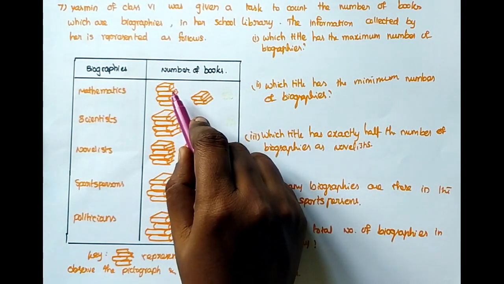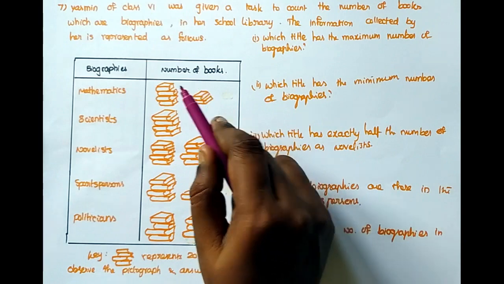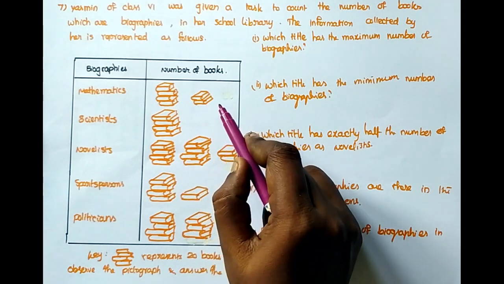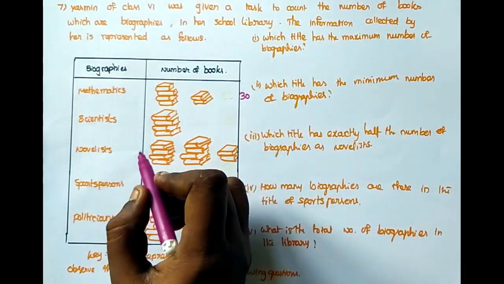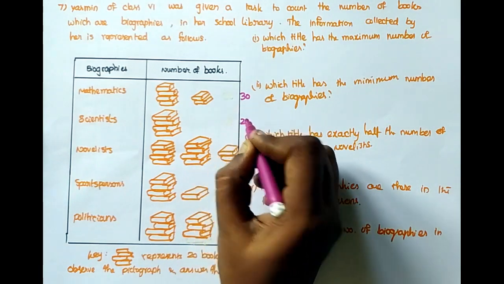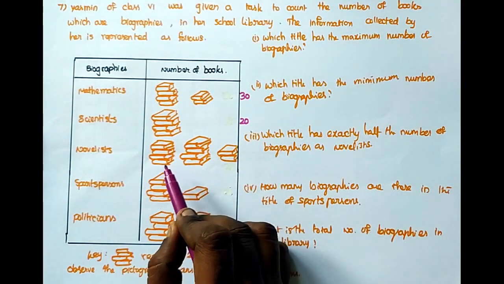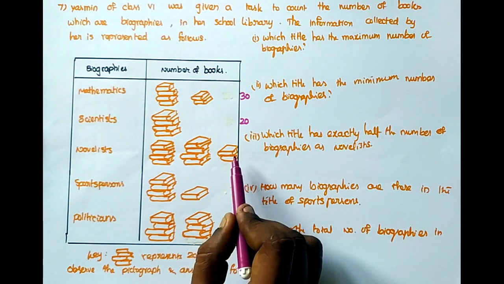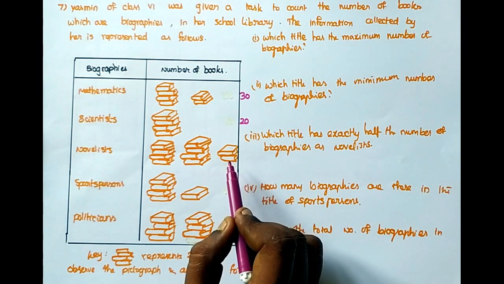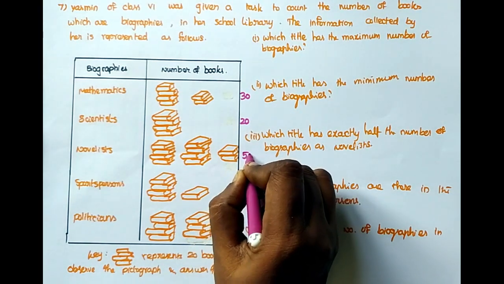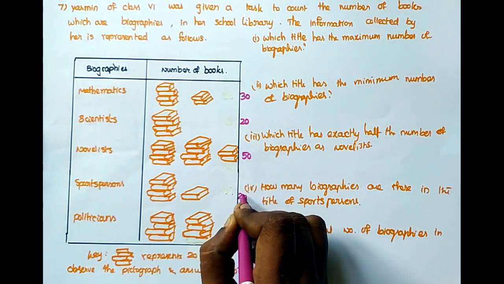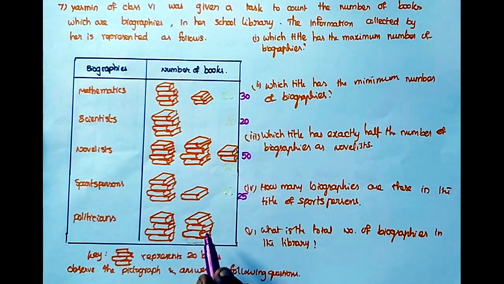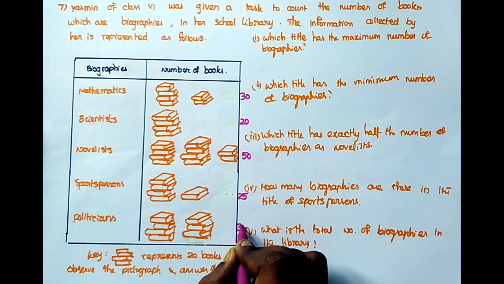So here 20 plus 2, 4 plus 2, 6. 6 fives are 30. 30 books. And then here 20. 20 plus 20, 40. 40 plus 10, 50. Here 20 plus 5, 25. Here 20. And then here 15. So 35.